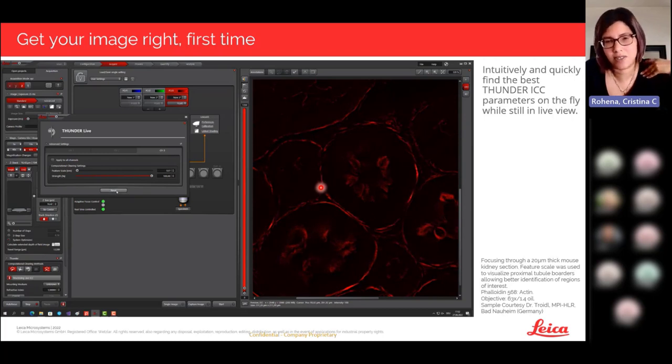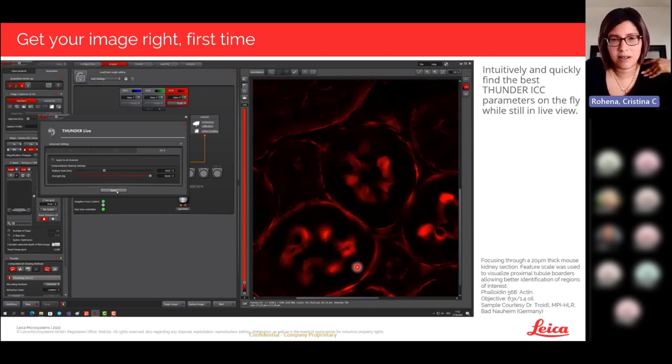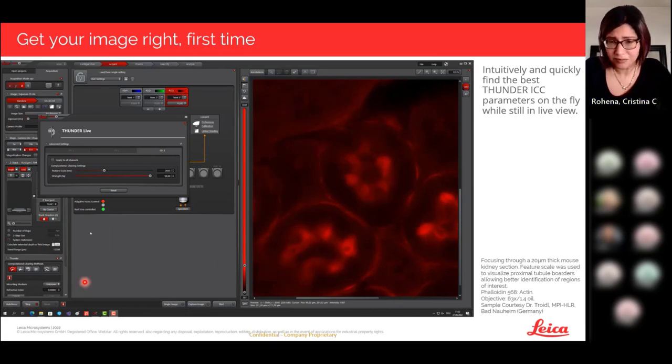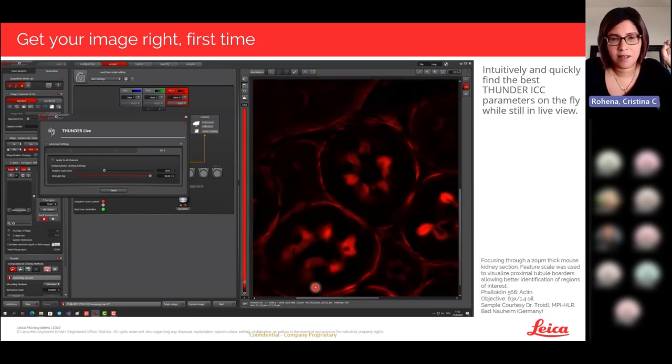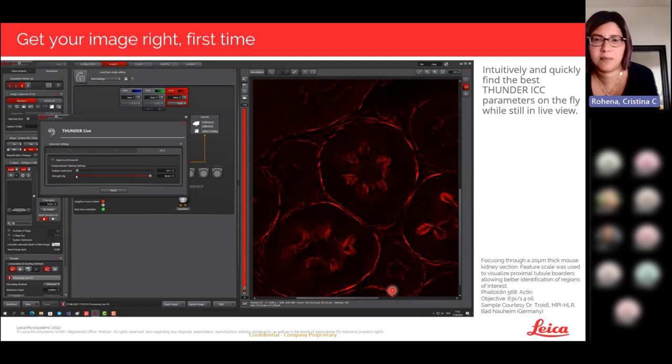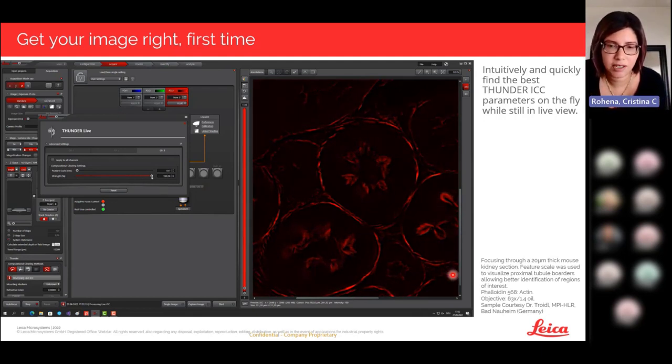This makes a huge difference when you're comparing your image to, say, traditional widefield methods. If the image is really blurry, setting that Z-stack can sometimes be really challenging. This allows you to do it in real time, get really precise, and get a much better idea of what your processed image is going to be at the end and save you a lot of time. So you're going to intuitively and quickly find the best Thunder parameters on the fly while you're still in the live window.